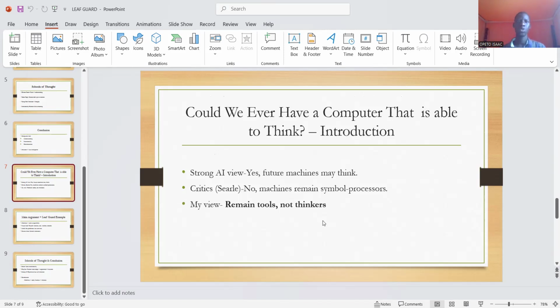Here we have two parties. The first are the supporters of strong AI. They say yes, that in the future, maybe in 2040 or 2050, computers will really think the way human beings do. But some critics hold the opposite side. One of them is John Searle, who says a computer will always remain a symbol processor. To me, my view remains firm that a computer will just be a tool, not a thinker. It will help a farmer, like in our case, to solve a problem very fast.